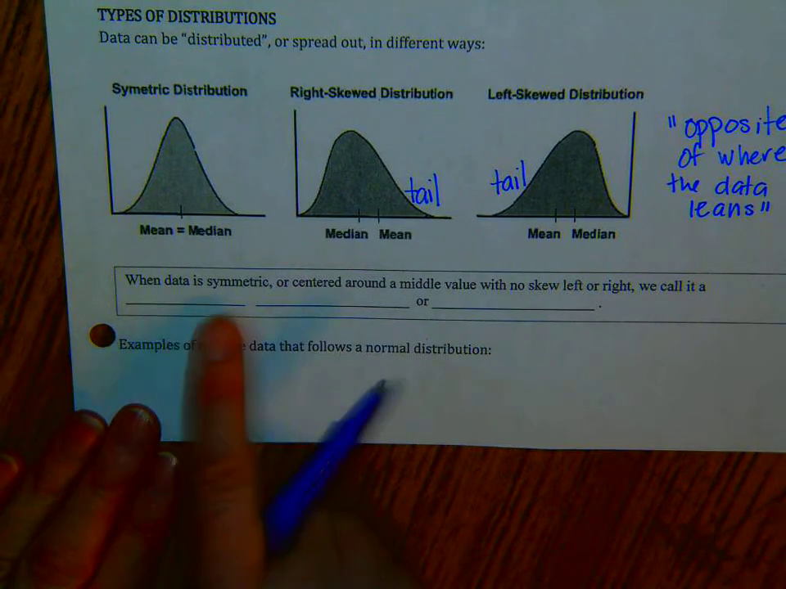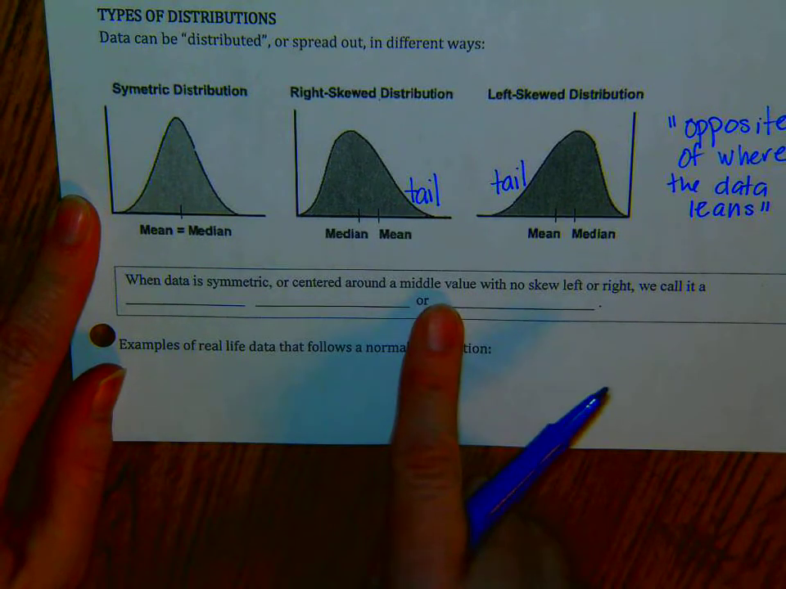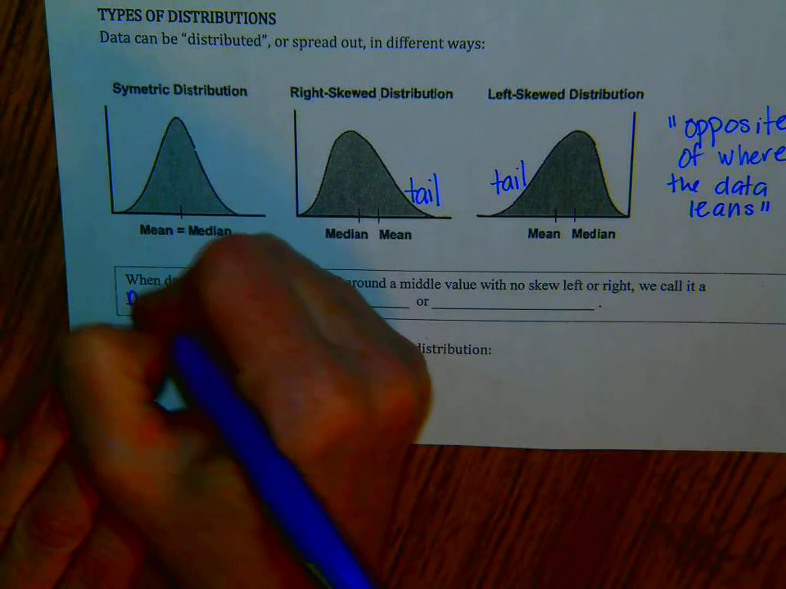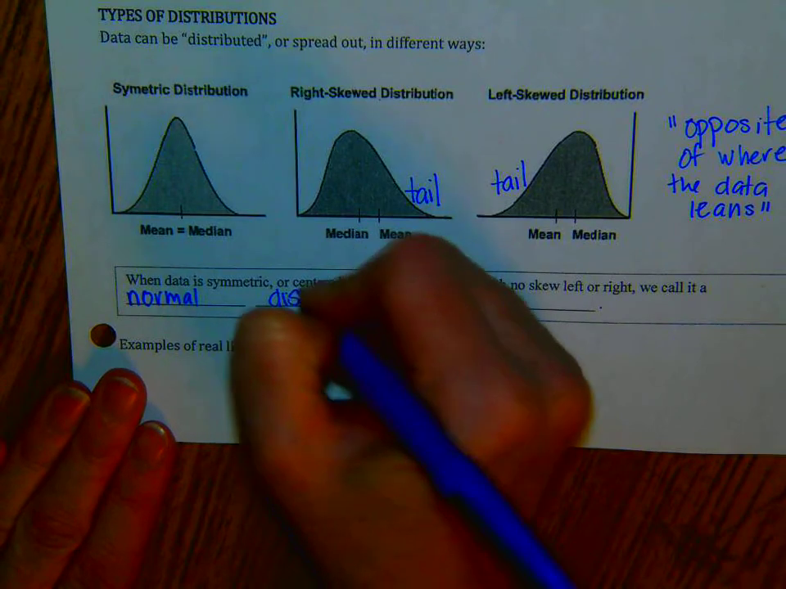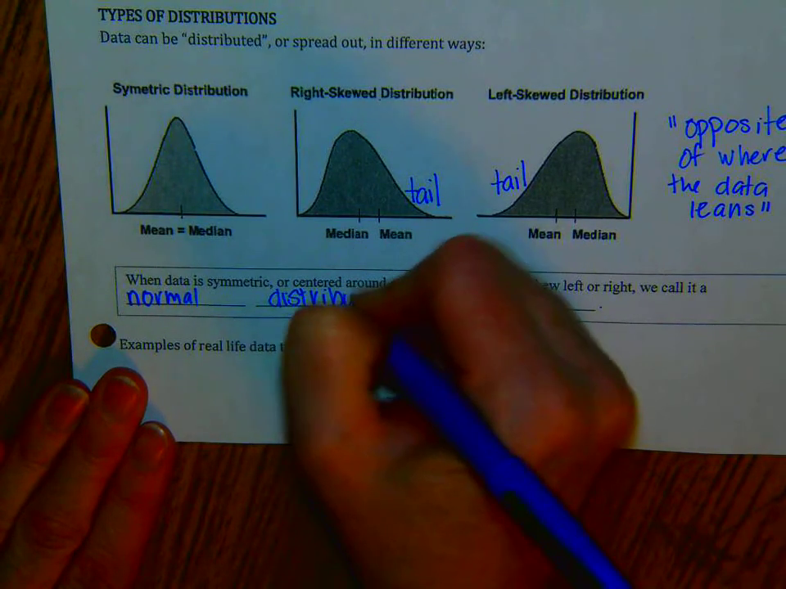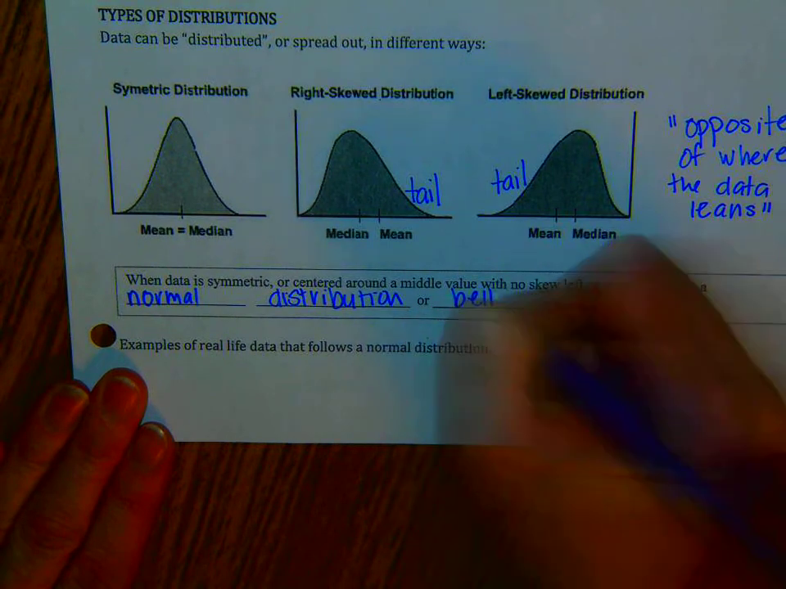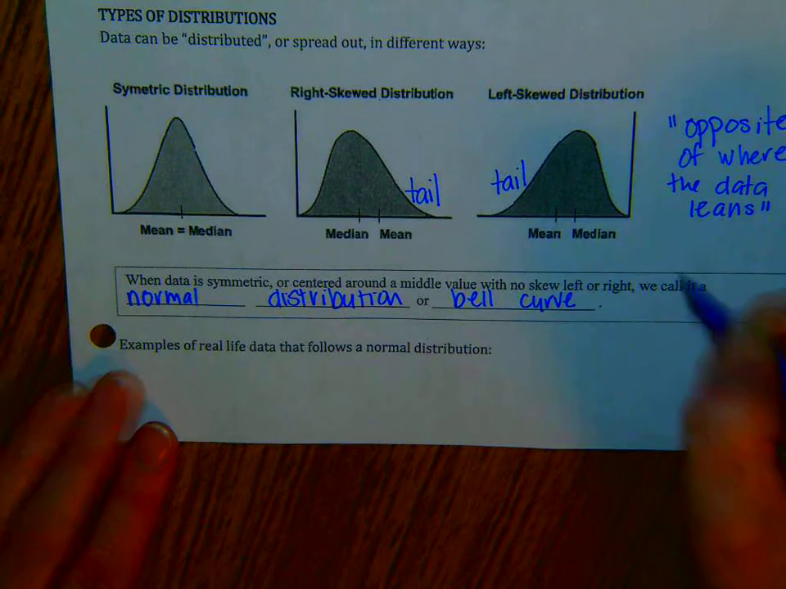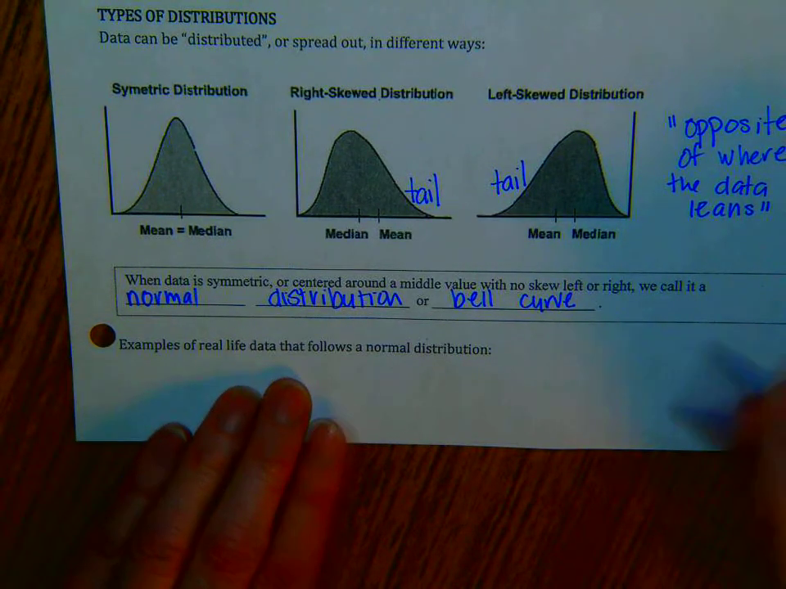All right, let's go down here. When data is symmetric, or centered around the middle value with no skew left or right, we call it a normal distribution, or sometimes it's also called a bell curve. Now, for the remainder of this unit, we are going to be focusing on normal distributions.